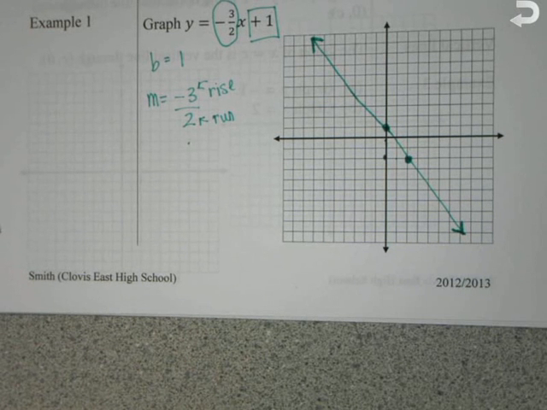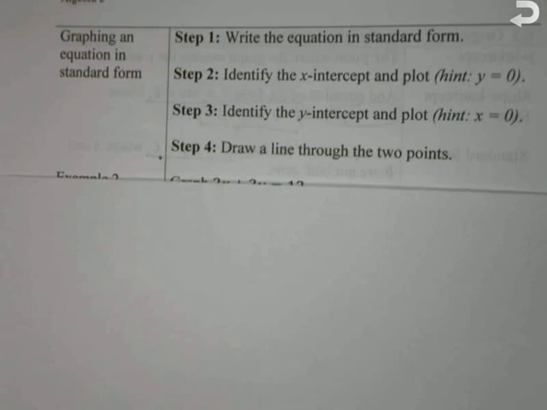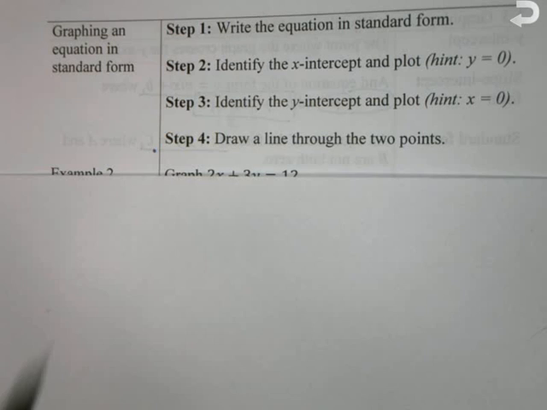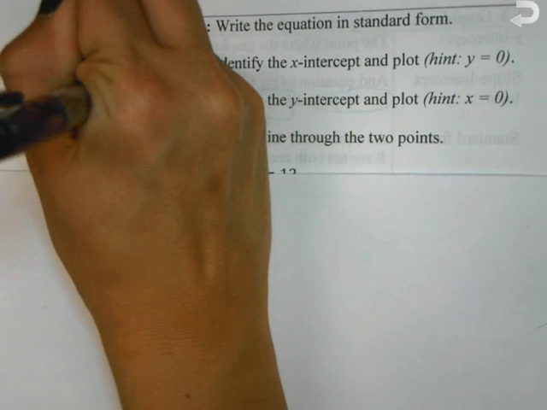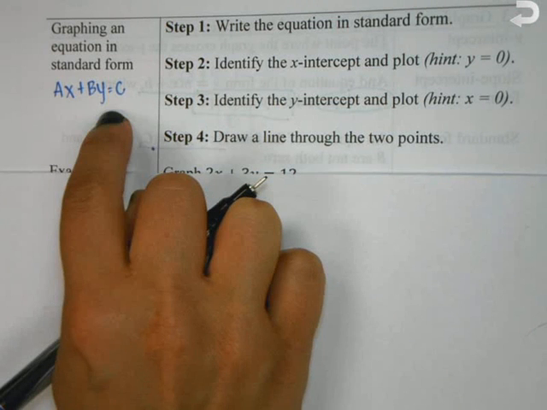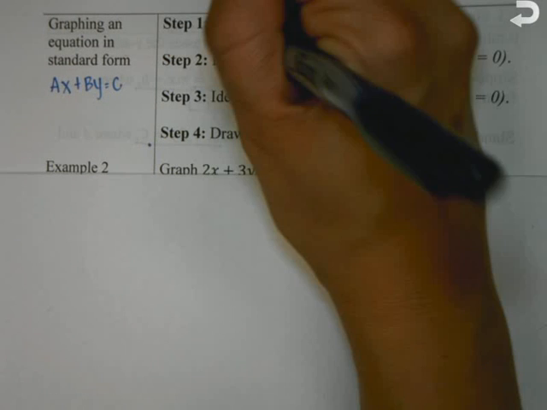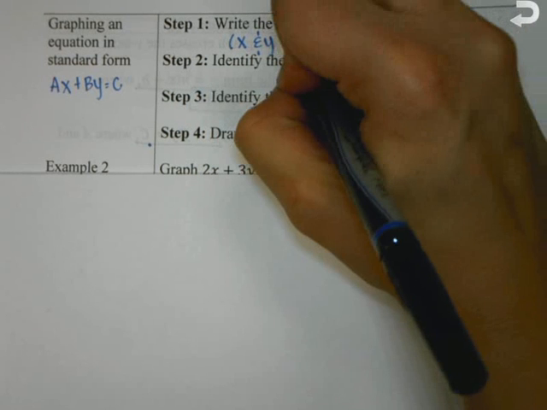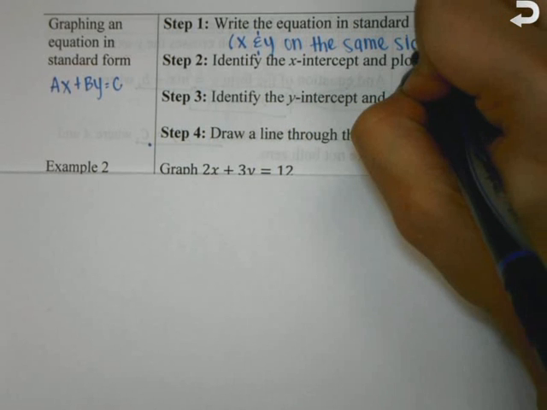What happens if our equation is in standard form? So there's 4 steps for that one too. So if our equation is in standard form, that means we have x and y on the same side. So ax plus by equals c. That's what it looked like. First we need to make sure we write it in standard form, so x and y are on the same side.